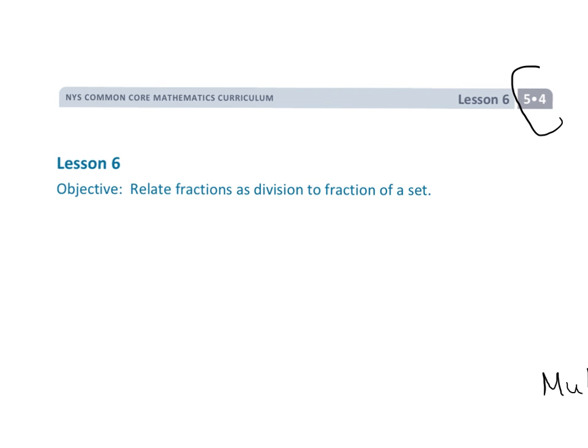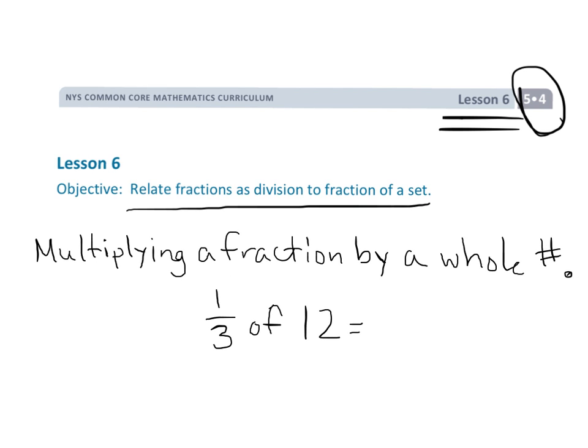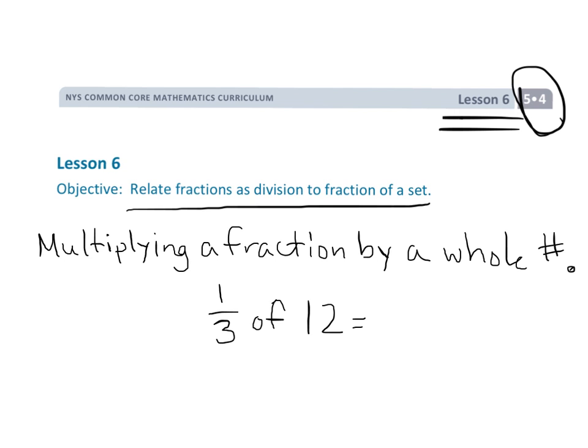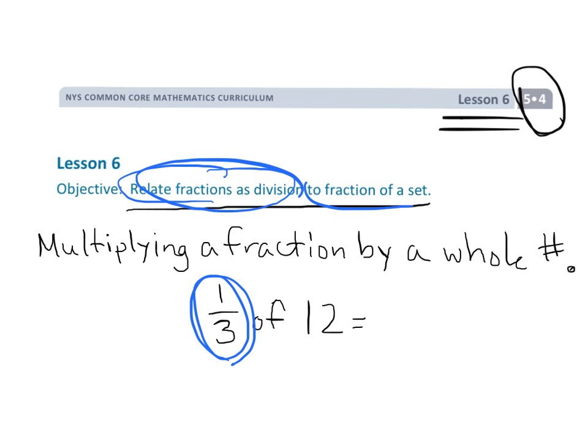All right, this is 5th grade, Module 4, Lesson 6, where we are relating fractions as division to fraction of a set. Okay, so what does that mean? In the olden days, it would mean we're going to learn how to multiply a fraction by a whole number. For example, 1/3 of 12. So we're going to relate fractions as division, so that's this 1/3 part, to a fraction of a set, as in 1/3 of 12.